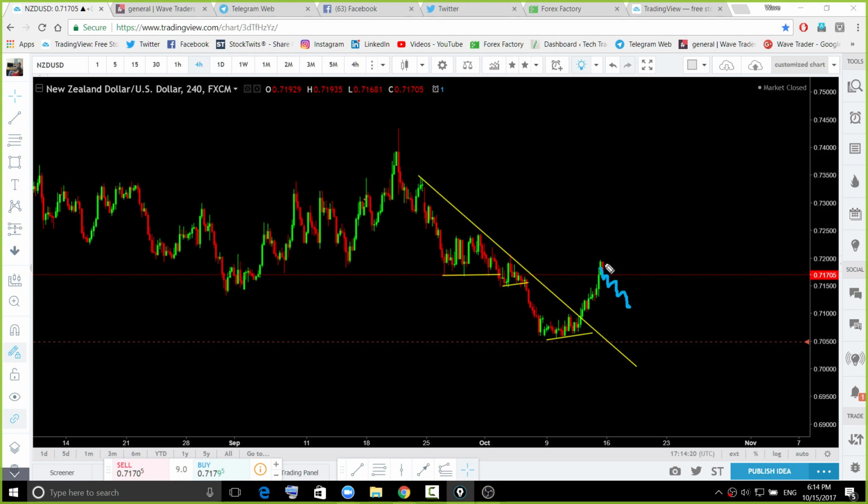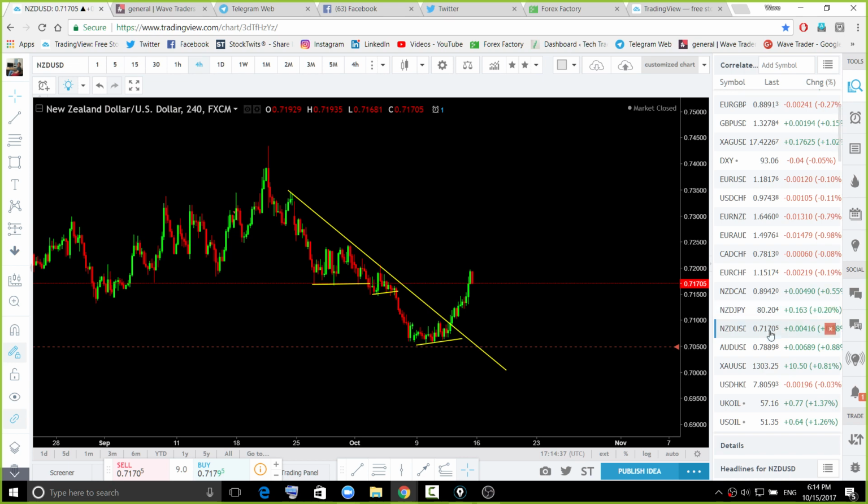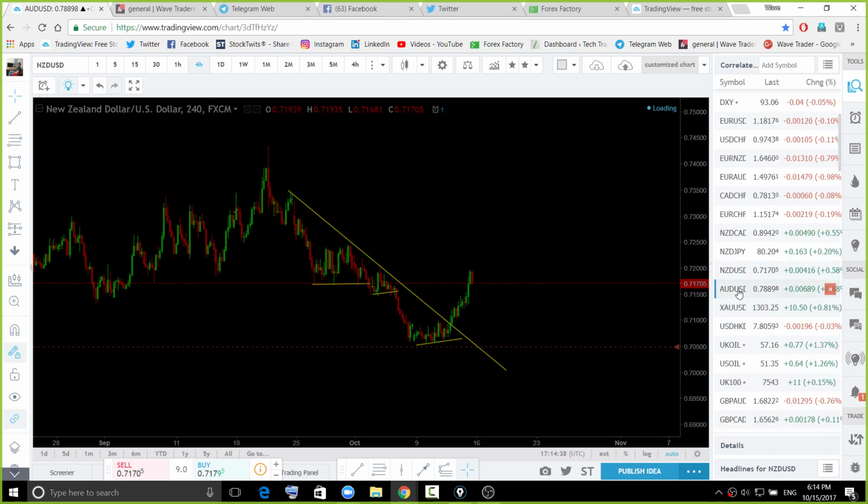I'm not searching for a big move right now, only that move, back to within that area. Watch for continuation and then another up leg. So it's not the best pair to trade. New Zealand dollar is not a best pair to trade right now, currently.